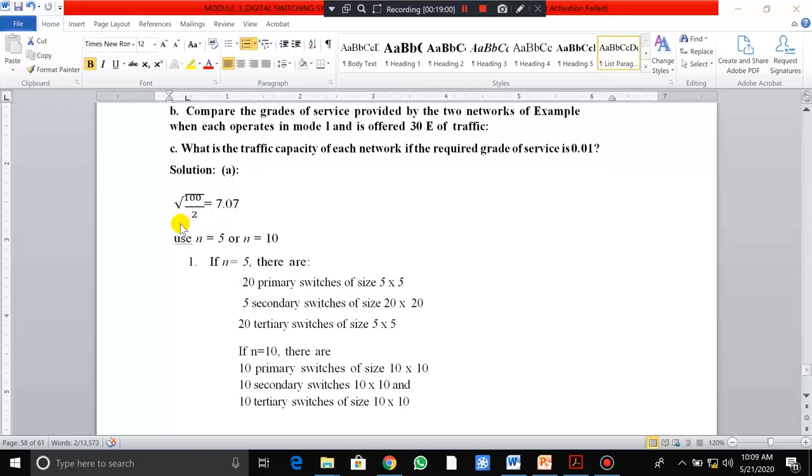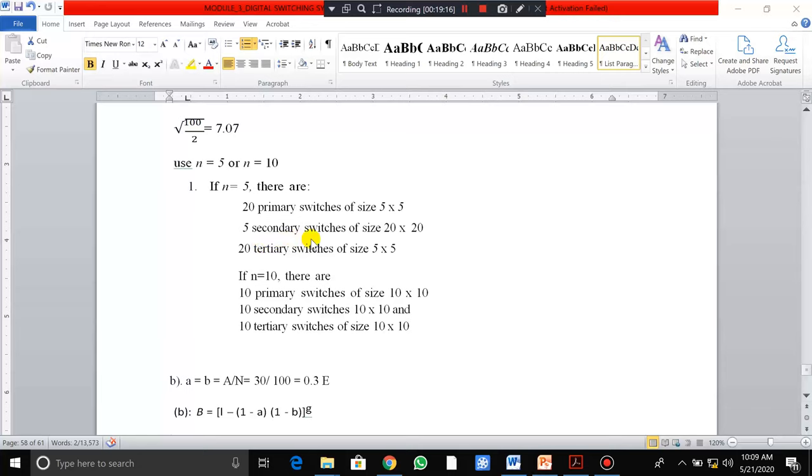So we have the square root of 100 divided by 2, which is equal to 7.07. We use n equal to 5 and n equal to 10. Let us consider the first case, n equal to 5. We have 20 primary switches of size 5 cross 5, 5 secondary switches of size 20 cross 20, and 20 tertiary switches of size 5 cross 5. If n is equal to 10, what happens? We consider 10 primary switches of size 10 cross 10, 10 secondary switches of size 10 cross 10, and the tertiary switches are also 10 cross 10. So this is how we are going to take it.